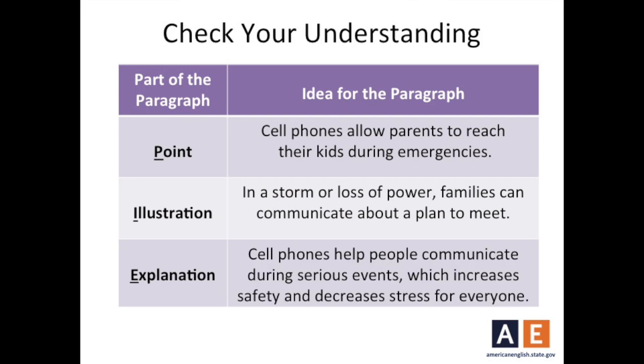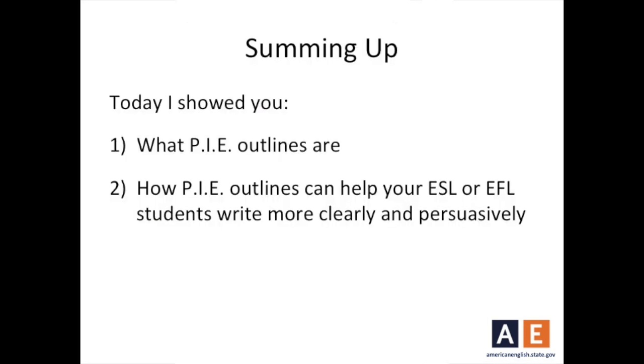Finally, the explanation sentence is number 2. Cell phones allow communication between people during emergency events, which creates a safer and less stressful environment for both students and parents. This sentence makes the connection between the point and the illustration very clear to the reader. If you got all 3 correct, congratulations! Summing up, we began this video by discussing what a P.I.E. or P.I.E. outline is. Then I showed you how using these outlines can help students write more clearly and persuasively.